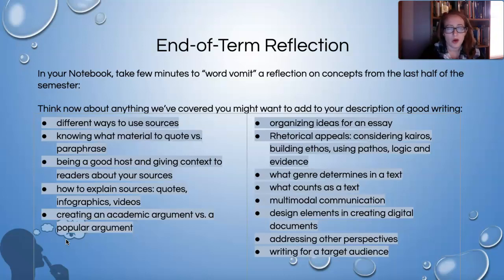Design elements, modes, things we reviewed like genre and what counts as a text. We did all of the digital tools in the end half of the semester. Finally, the last thing, we also talked about rhetorical appeals, and that applies to the whole portfolio as well as the digital essay. We talked about all four: kairos, ethos, pathos, and logos, logic, and we also talked about logical fallacies at the end. So take a few minutes for that.